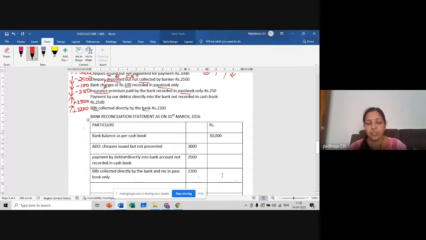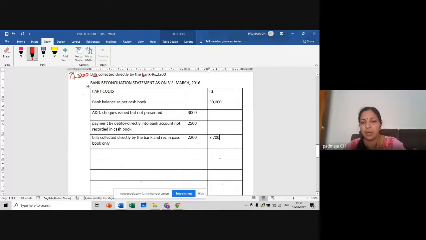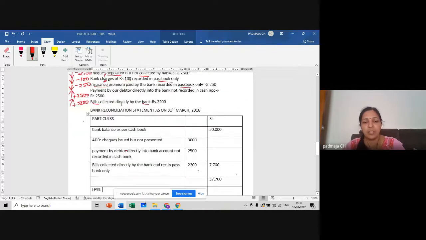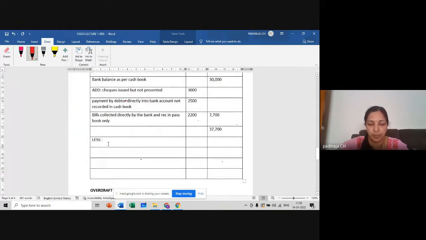You add up, how much are you getting? 7700. So what is the total amount? 37,700. Now let us go with the less items also. What is the first less item we have? Checks deposited but not collected.